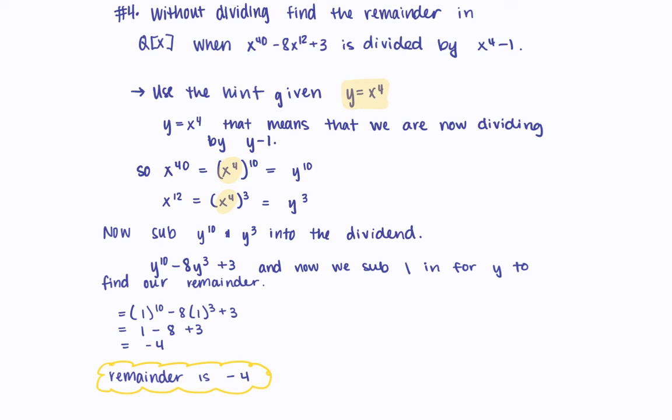This is problem number 4. The question is, without dividing, find the remainder in q of x when x^40 - 8x^12 + 3 is divided by x^4 - 1.